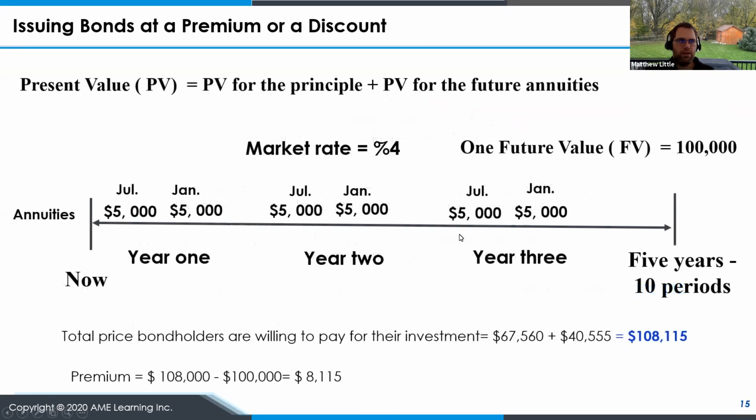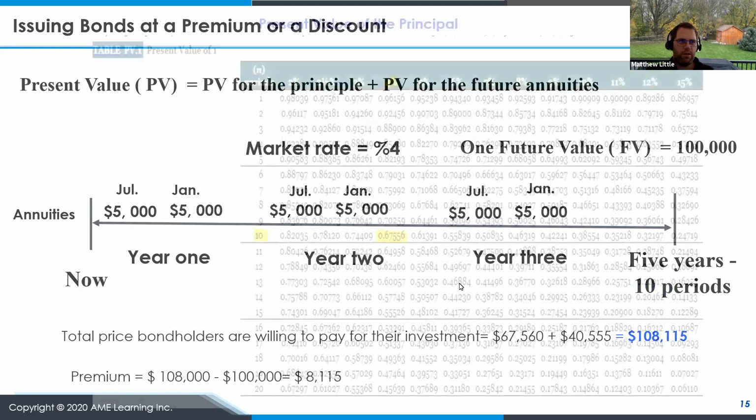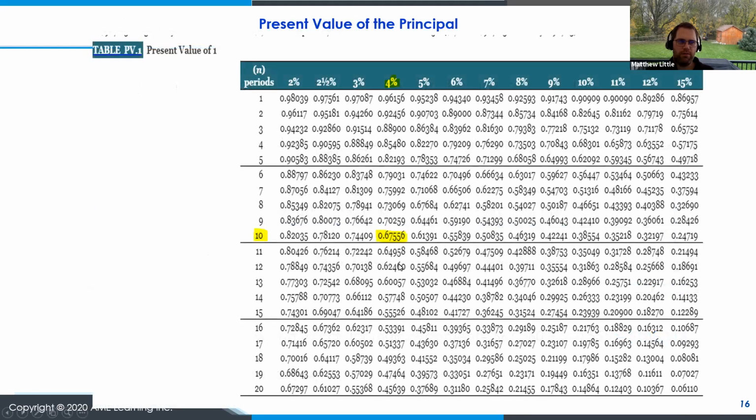So just to give you a little picture of it, this shows the fact that you're paying $5,000 every 6 months. Okay, the market rate's only 4%, which is why there is a premium. And again, here's a sample of the present value tables. Okay, so that's where we pulled the 0.67556.